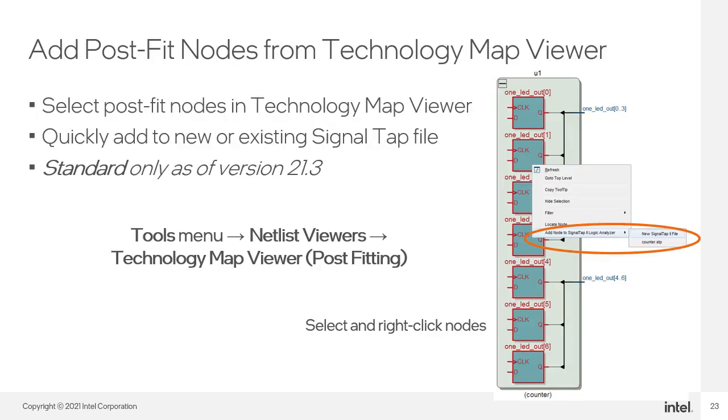Another way to find nodes to tap is by finding them in the Technology Map Viewer. You can use the Graphical Technology Map Viewer to search the design's post-fit netlist for post-fit nodes to tap. Right-click a node or a group of selected nodes in the Technology Map Viewer to add the selected nodes to an existing SignalTap file or to create a new one.